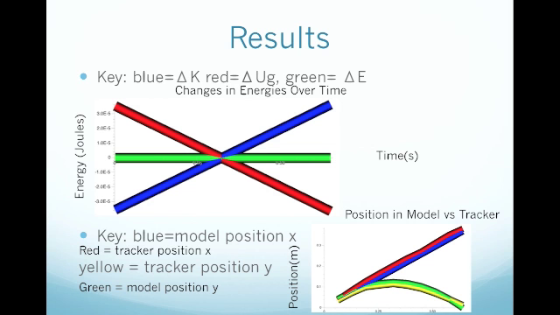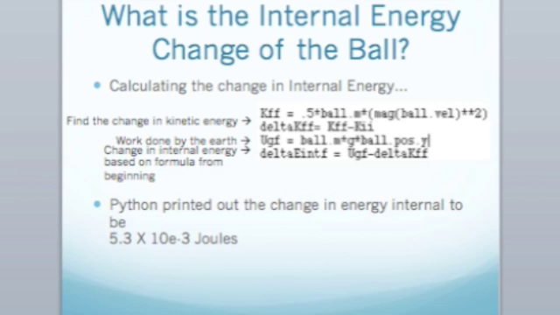Next, I had VPython calculate the change in internal energy for us. The change in internal energy was calculated by finding the change in translational kinetic energy by using the initial input velocity of the ball and the velocity of the ball at the end of its path. I found the work done by the Earth by finding the ball's mass times the force due to gravity times the ball's position in the y direction, or its height. I then did the gravitational potential energy minus the change in translational kinetic energy to get the change in internal energy, which Python printed out to be about 5.3 times 10 to the negative 3 joules.